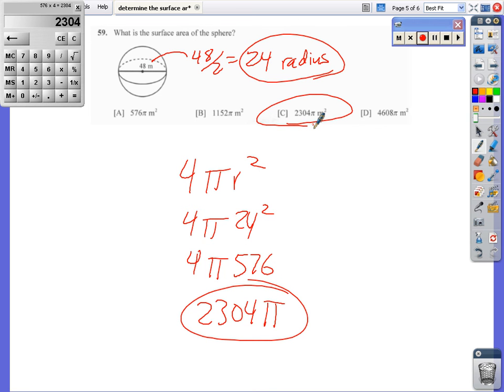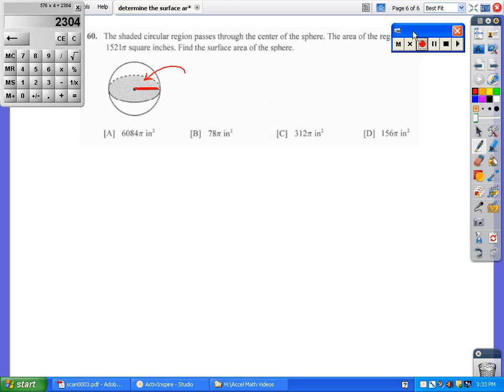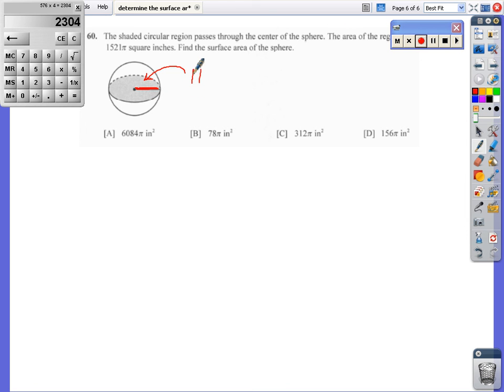Alright, last one. And you should be off and running on this one. This one is a little bit different from the other ones. They're not giving me the radius. They showed it right here, but they're not giving me the value. They're telling me about this little cross section, the area of the region that was created by this circular region passing through the center. That's just a circle, and the area is pi r squared. That's the area formula. And they told me that it was 1,521 pi.